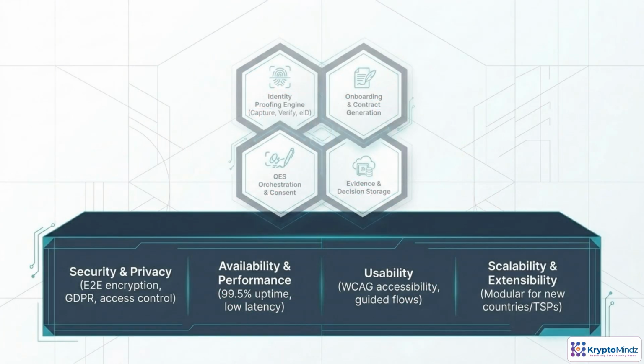At this point, you can see the whole solution as 4 business capabilities sitting on a strong non-functional foundation. Identity proofing, onboarding, qualified signing, and evidence storage are the capabilities the business cares about. Security, availability, usability, and scalability are what keep those capabilities trustworthy in production. As an architect, you design both layers together, so every feature is backed by clear, testable, non-functional requirements.